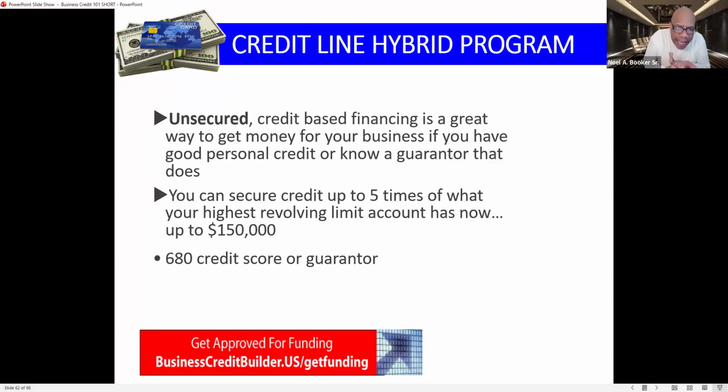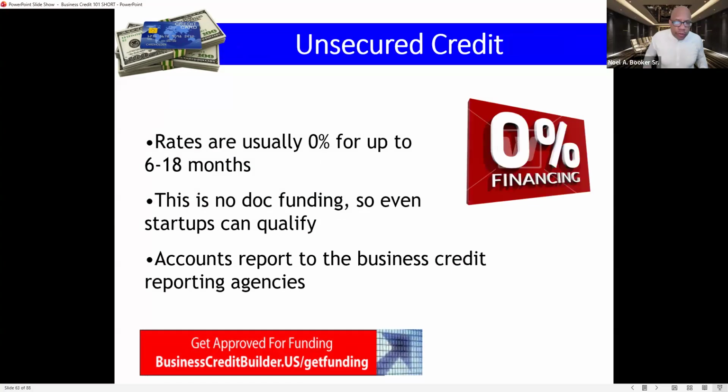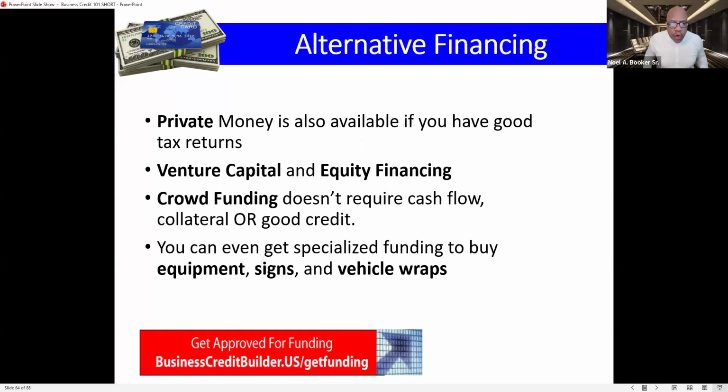Then they look at the highest revolving limit, which means, for example, let's say on your personal you got a Home Depot card and it got a $30,000 limit on it, right? So this program will look at that and give you up to 5 credit cards with $30,000 on it, not to exceed $150,000, and you can get that in 3 weeks. Okay, that's how that works. That's the quick version of that.